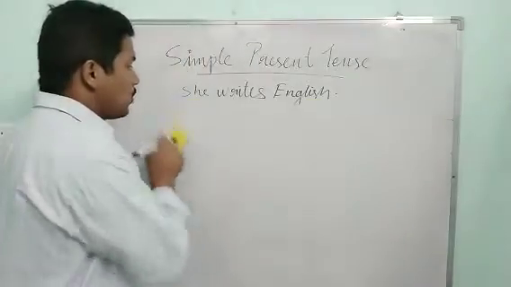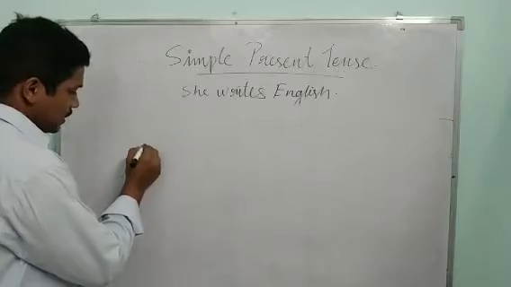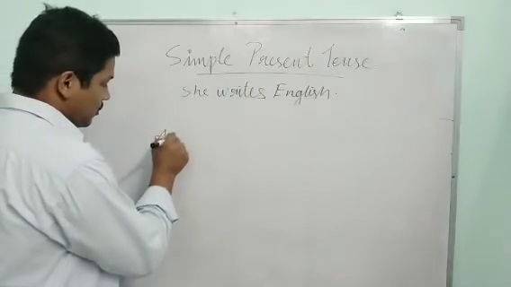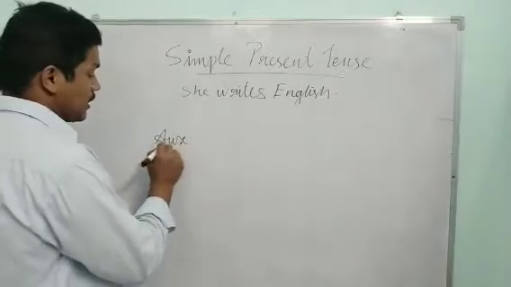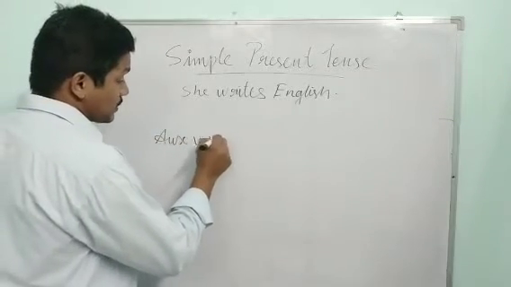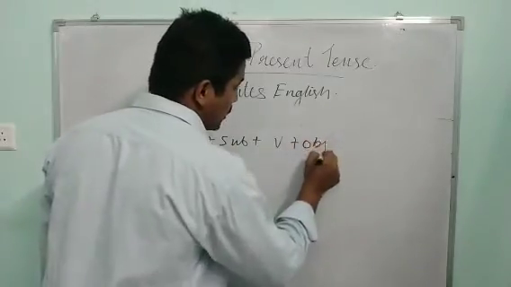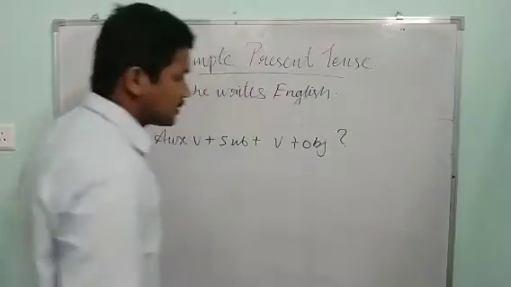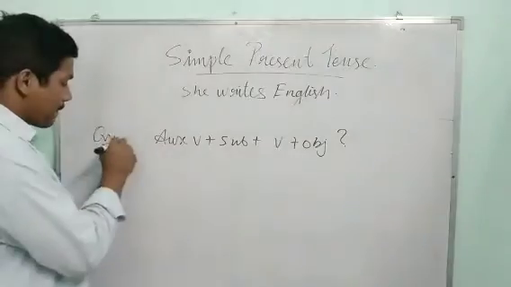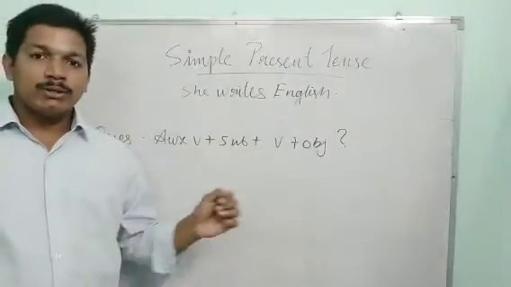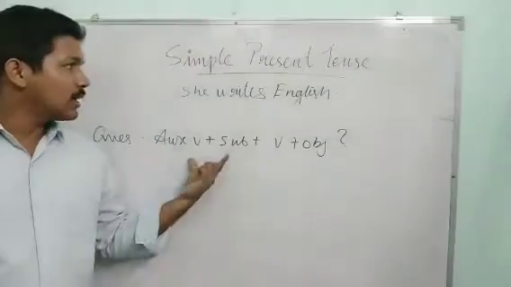For making a question, first the auxiliary verb will be there. The format of a question sentence is auxiliary verb plus subject plus verb plus object, then question mark. So this is the format of a question. You may note it down. I will not be telling it in every sentence. We have to study every sentence.